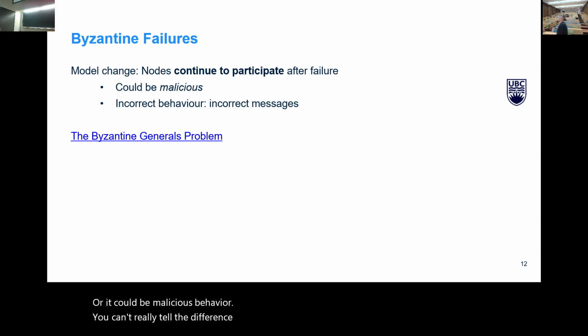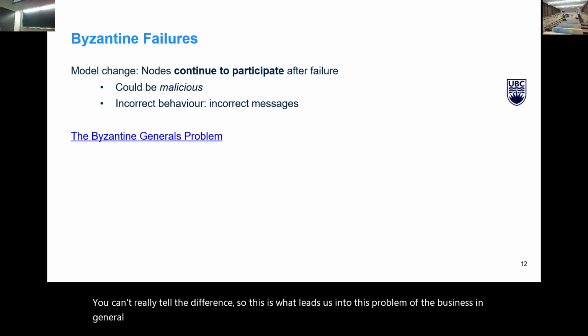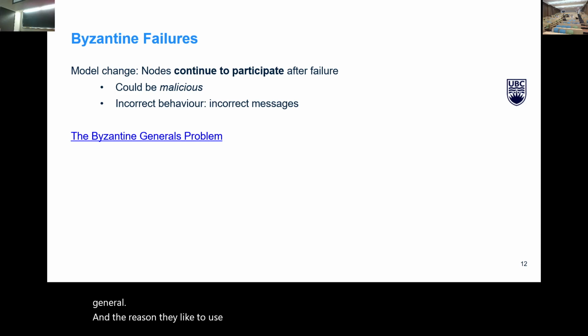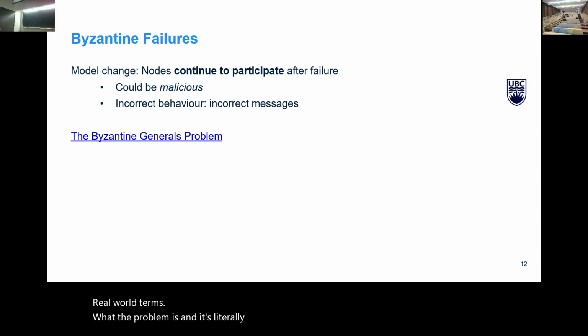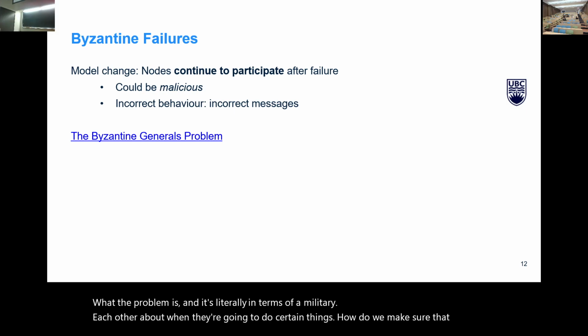So this is what leads us into this problem of the Byzantine generals. And the reason they like to use the Byzantine generals example is because it explains in real-world terms what the problem is, and it's literally in terms of a military outfit. You know, you've got generals trying to communicate with each other about when they're going to do certain things. How do we make sure that if you're going to attack, I'm also going to attack?